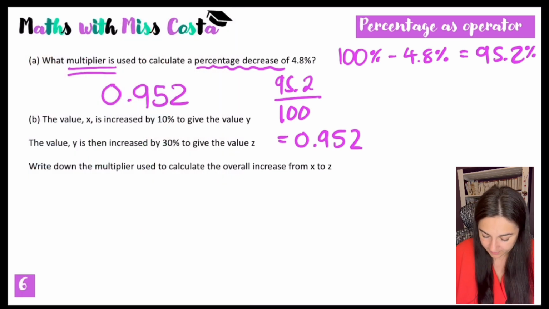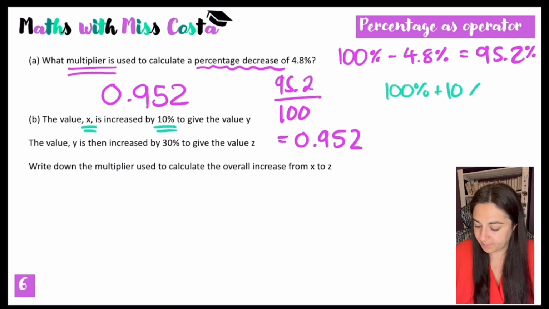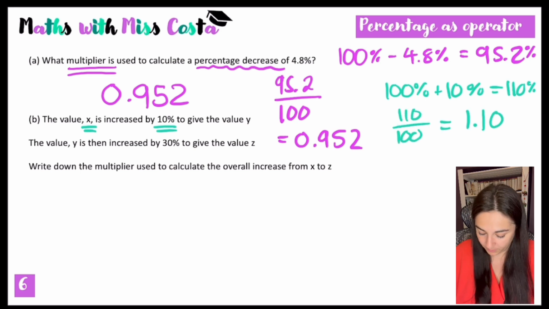Now for the next question, I have to do repeated percentage change. So it tells me the value x is increased by 10%. So remember, you start with 100% and you're adding 10%. So you've got 110% in total. 110 over 100 would give you 1.1 or 1.10. So x times by 1.1 gives you y.